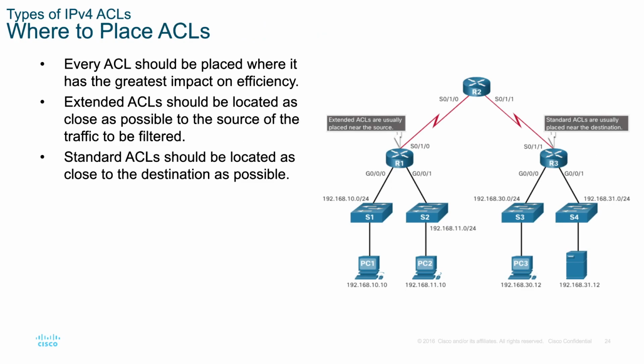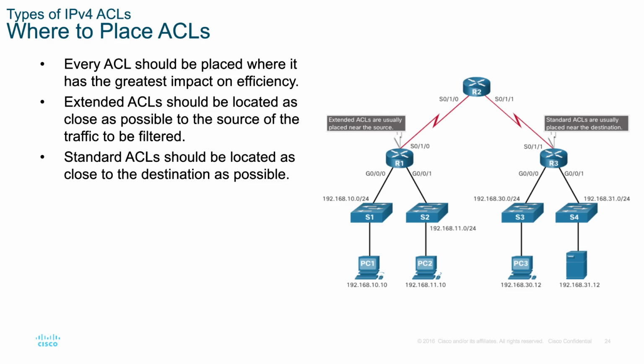Okay, so where do we place ACLs? It's very simple. If it's a standard ACL, we place it as close to the destination as possible because it only filters on the source. So standard equals as close to the end as we can get it. Extended, as close to the source as we can get it.